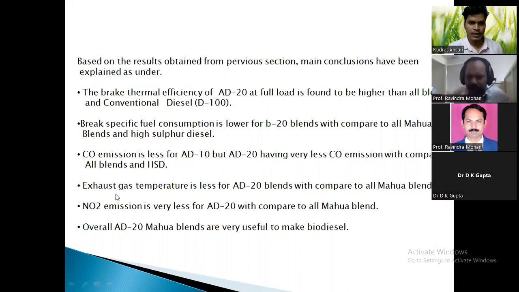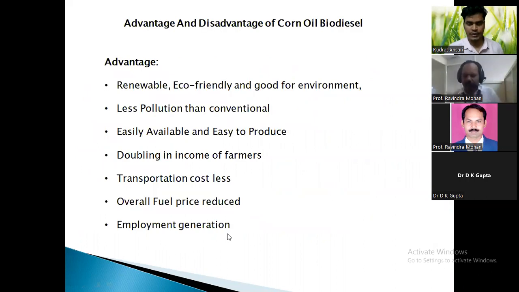So again, exhaust gas temperature is less for 80:20 blends compared to all mobile blends. Nitrogen oxide emission is very less for 80:20 compared to all mobile blends. Overall, 80:20 mobile blends are very useful to make biodiesel. Now we'll talk about the advantages and disadvantages of corn oil biodiesel.